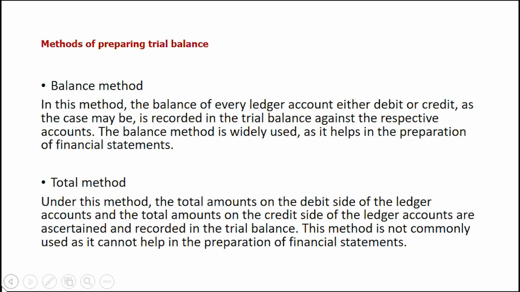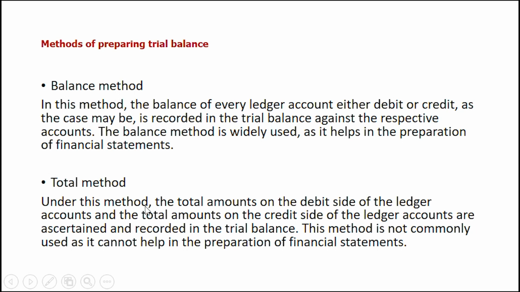First method that we have in the list is the balance method. In this method, balance of every ledger account, it may have a debit or a credit balance, is recorded in the trial balance. So any one balance is recorded. Balance is always on the one side, so we record only one column. This method is widely used as it helps in the preparation of financial statements.